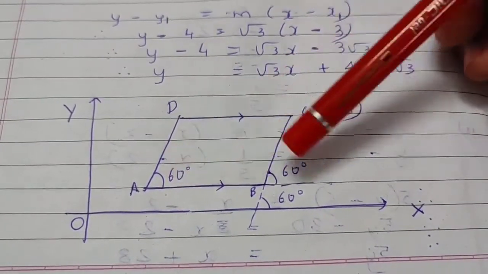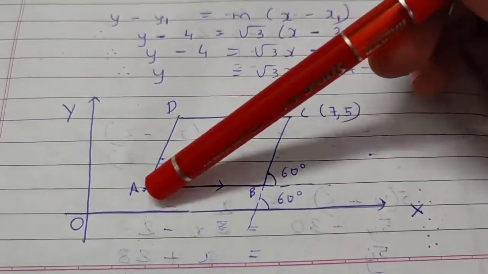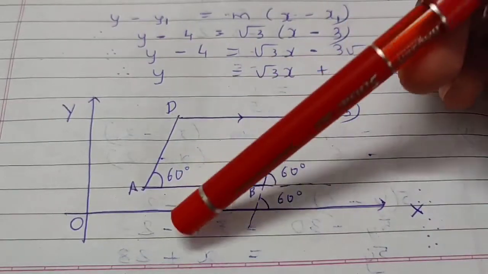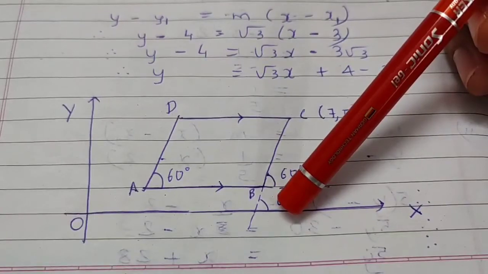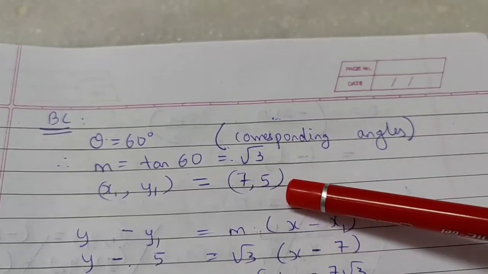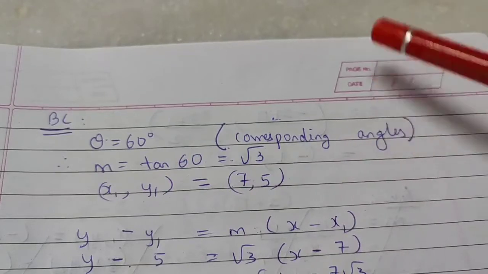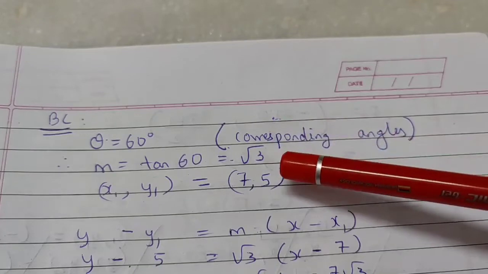Well, if this is 60 degrees, then by corresponding angles this is 60 degrees, and then by corresponding angles this is 60 degrees, because you see AD is parallel to CB and AB is parallel to the x-axis. So that's how this is 60, and if theta is 60, then the slope is tan 60, which is root 3. And we already have one point. Fortunately, we can just directly write theta is 60 degrees, corresponding angles. No need to show all the geometrical steps of how it is 60 degrees for this sum.